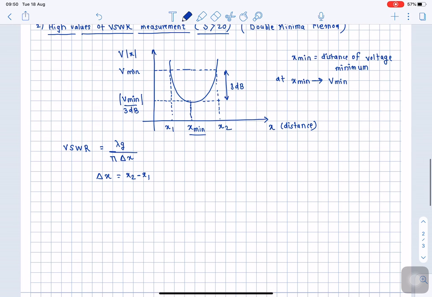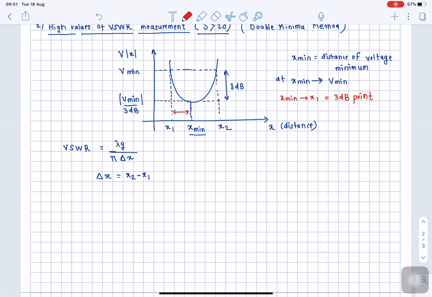So we slightly move the probe position to the left hand side. The left hand side is indicated by this deviation from x minimum to x1. This distance will give the 3 dB point.